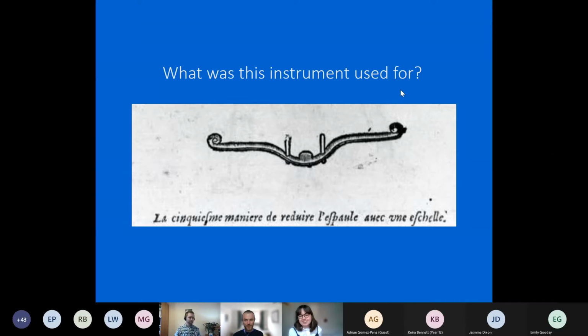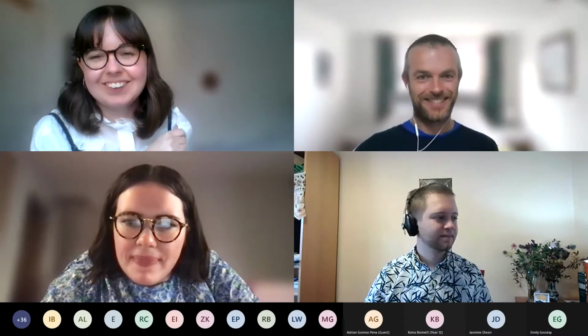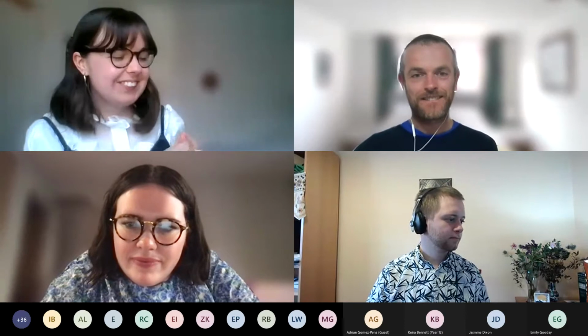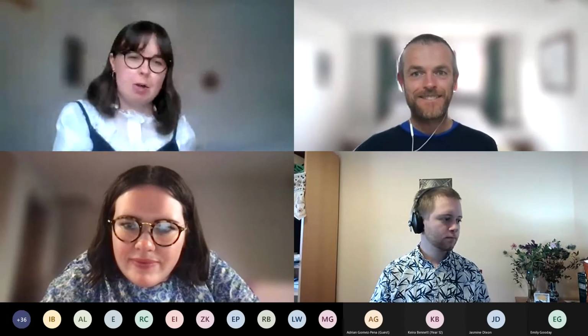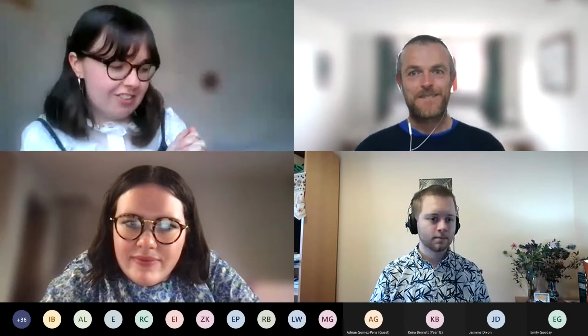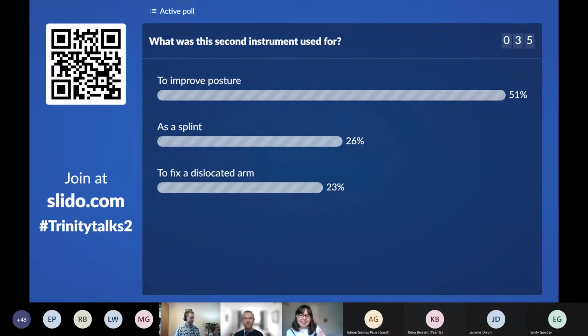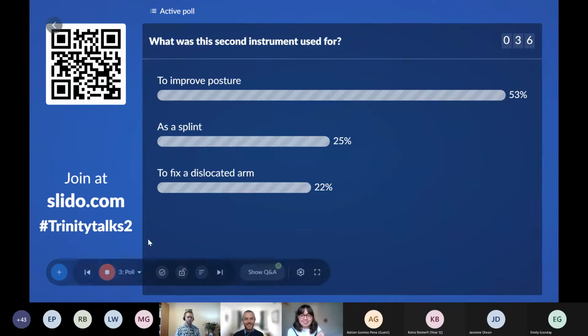Just going to leave that image up a little bit longer and also tempt you into not seeing what other people are voting for. Great idea, Richard. Oh, we're a bit more divided in our opinion on this one, based on the Slido vote so far. So actually, the correct answer for this one is to fix a dislocated arm. So the one that the least amount of you thought might be the correct one.